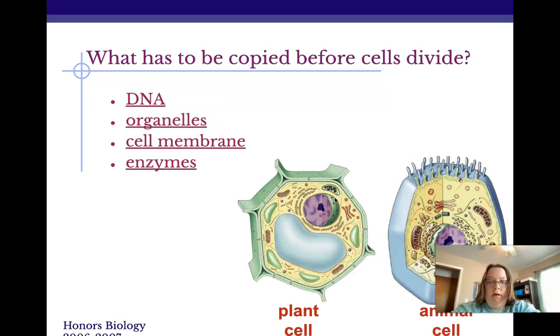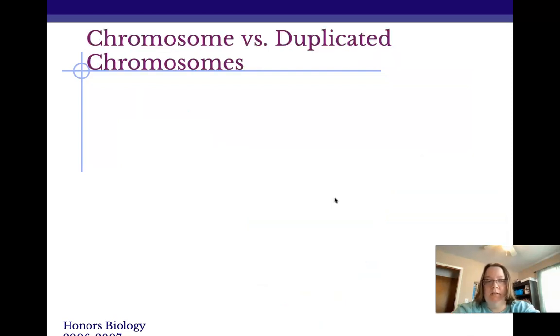So in order for a cell to actually divide, several things have to be copied. We can't just take our one cell and split it into 2. There wouldn't be enough to make 2 cells out of it. So before a cell can divide, we have to make copies of DNA, copies of organelles, copies of the cell membrane, and copies of enzymes so that both cells have what they need in the end.